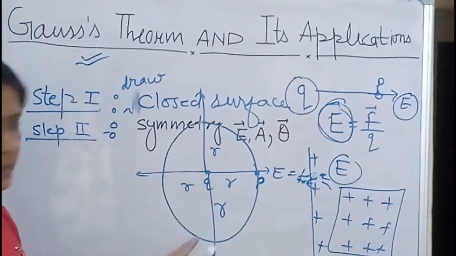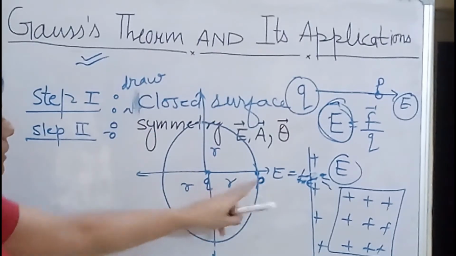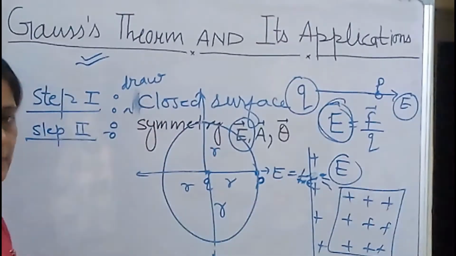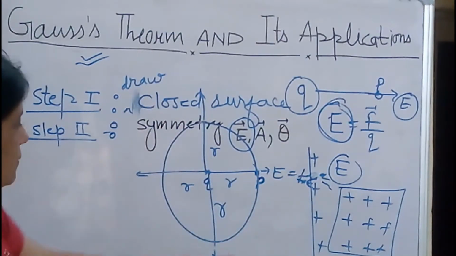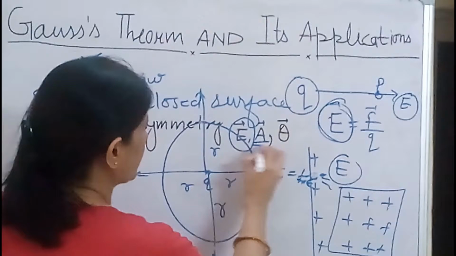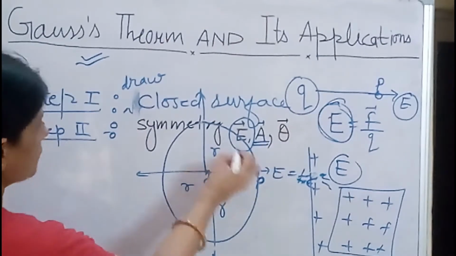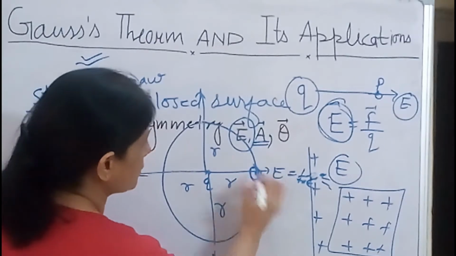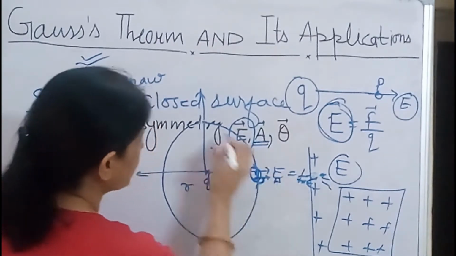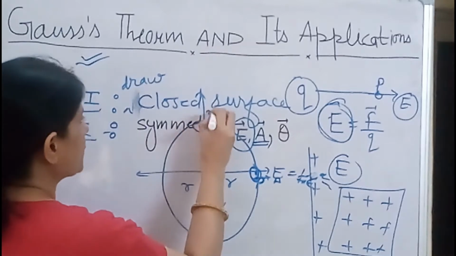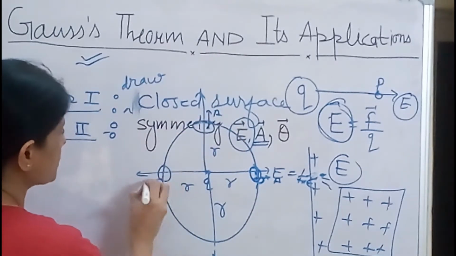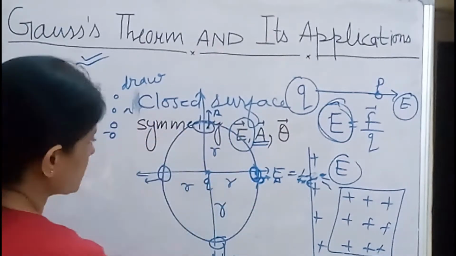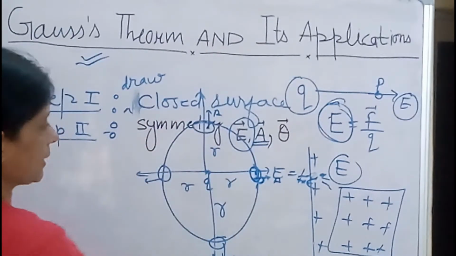The value of E is the same everywhere, so the symmetry of E on the surface is there. Now the symmetry of A. Since we have drawn this circle, at this surface A would be outside, at this surface A would be outside. See the symmetry of it. Every time it is outside.